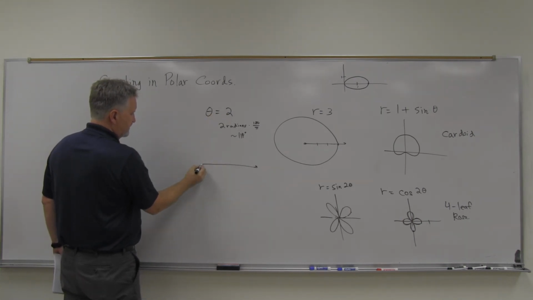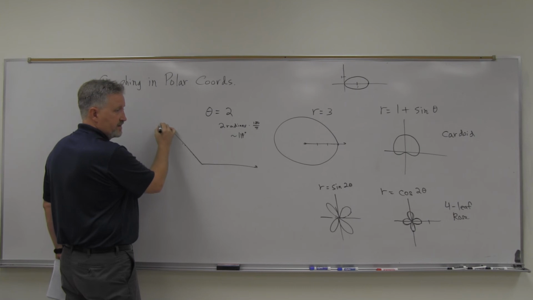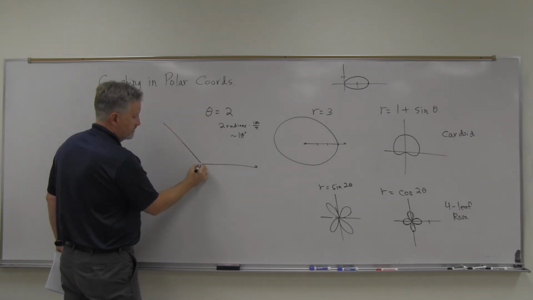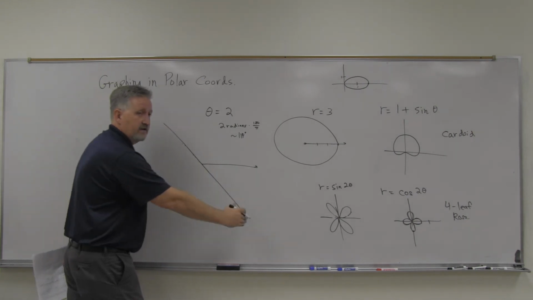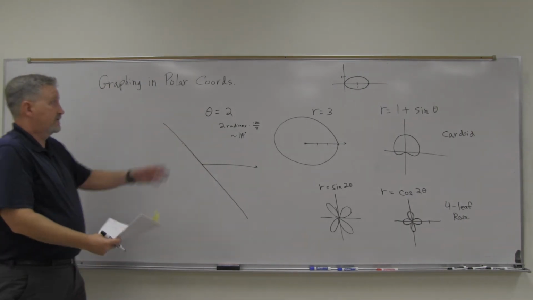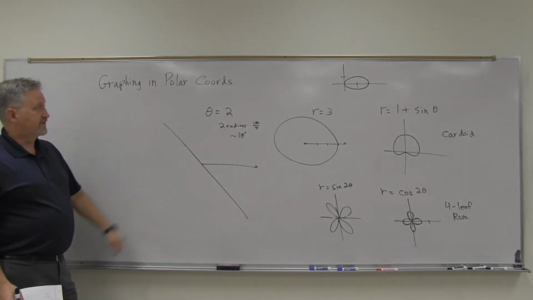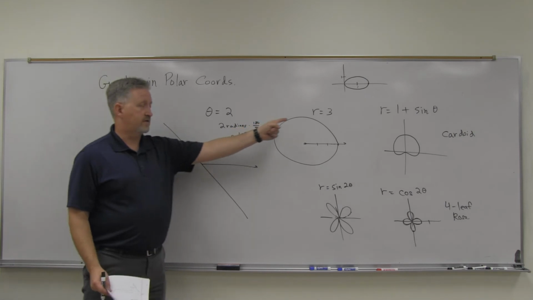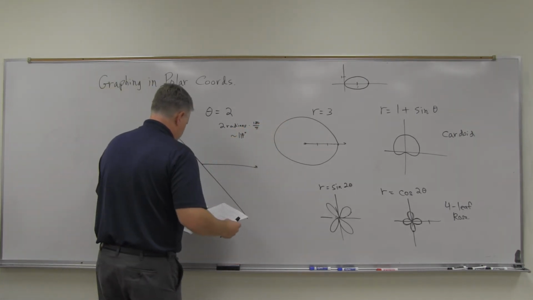So 90 plus 24. So the R can be anything. It's anything there, or it could be negative R. So you just get a line at that angle. And that's one you can't do on the graphing calculator, or mine anyway, because it's a theta equals, not an R equals.